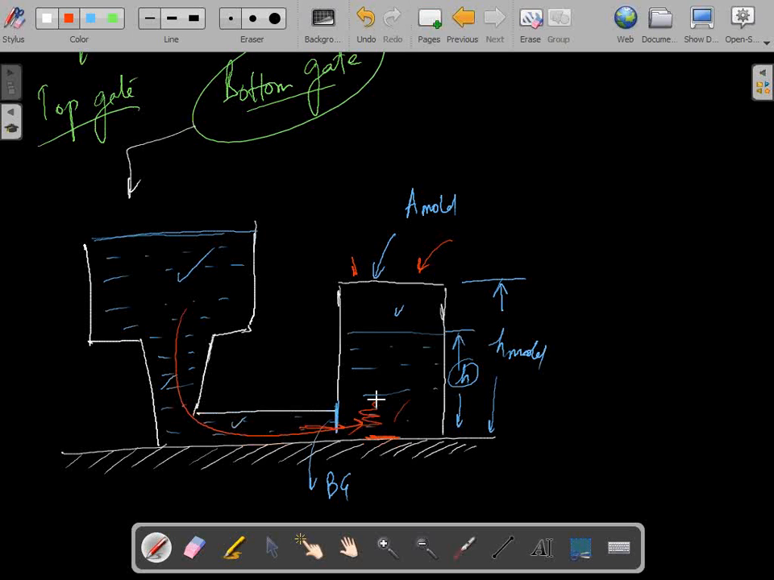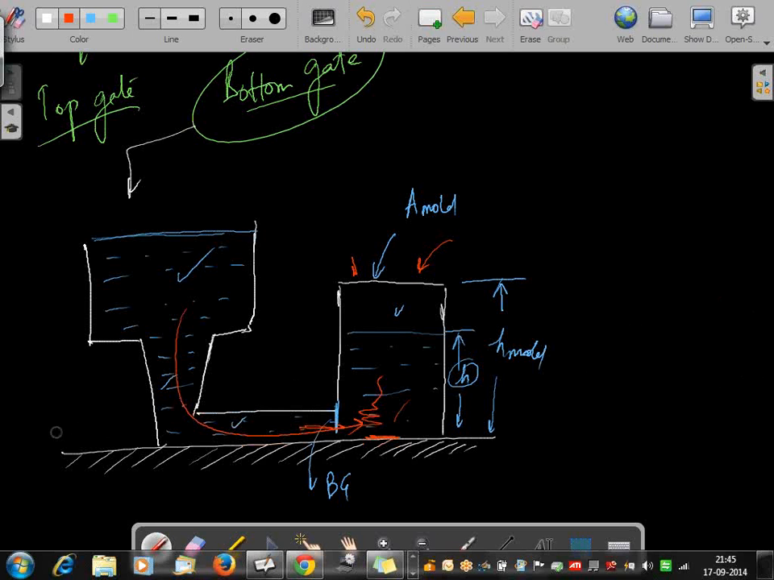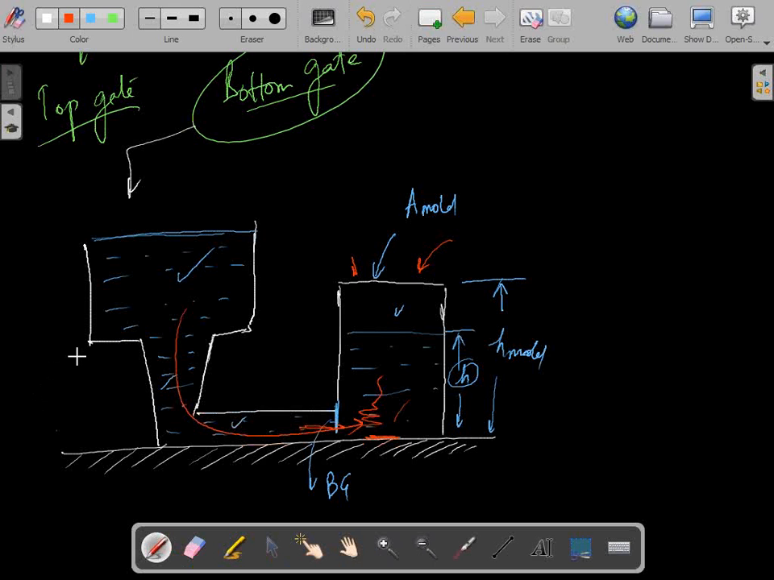Now, a bottom gate involves longer filling time. The filling time for a mold cavity with the help of a bottom gate is quite long. This is preferred for steel castings. So you should note these things down: longer filling time, reduced splashing and erosion of the mold cavity walls, and it is preferred for steel castings.